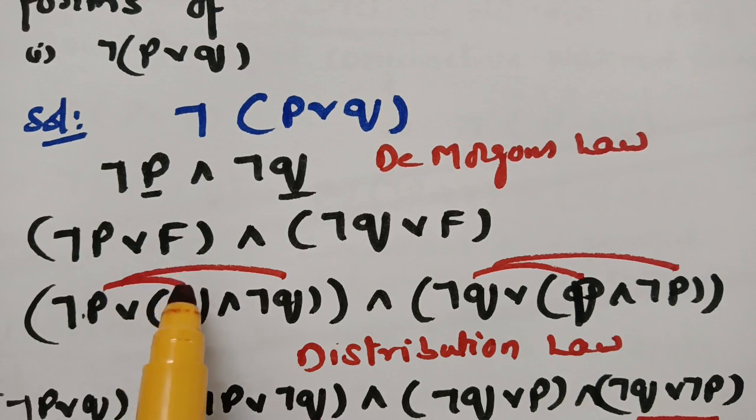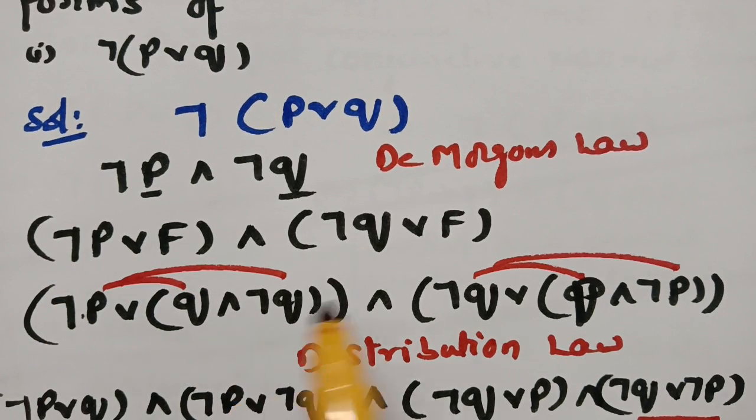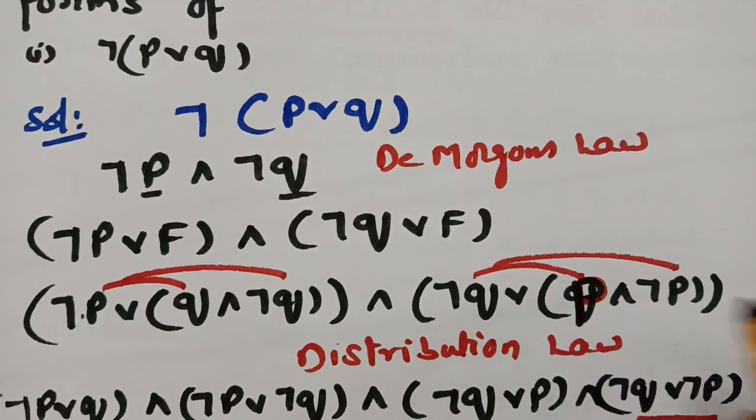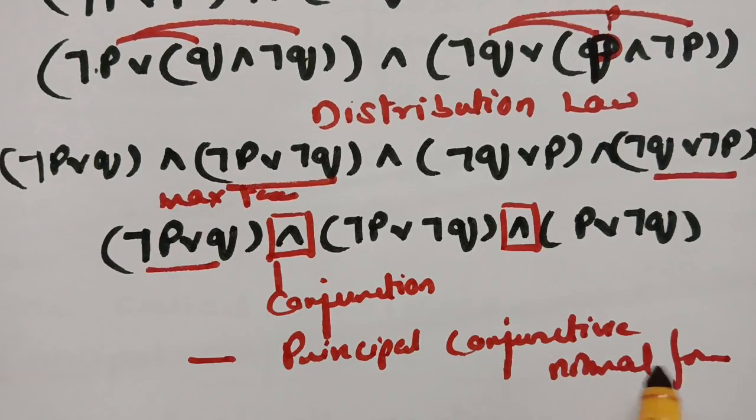So this is how we have to use it. Whatever is missing, we have to add here. Here there is P and Q is missing, so I have added Q here. There is Q here, P is missing, that's why I have added this P here. After using the distributive laws and distributing to each and every term, we got the product of sums canonical form. So this is nothing but the principal conjunctive normal form.